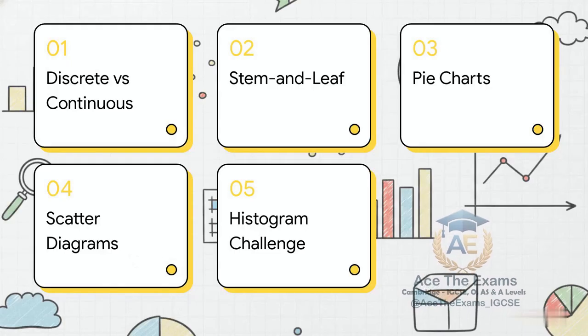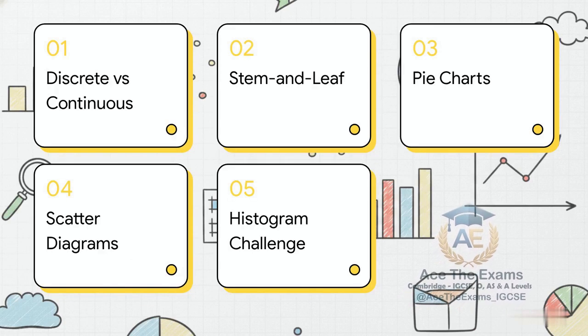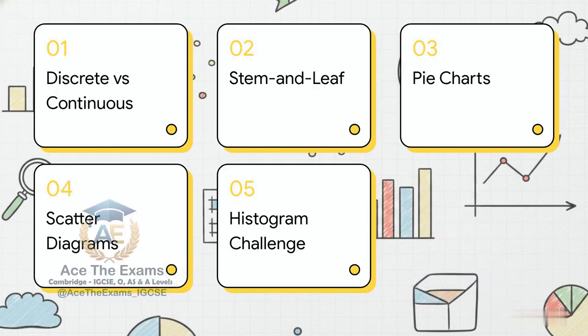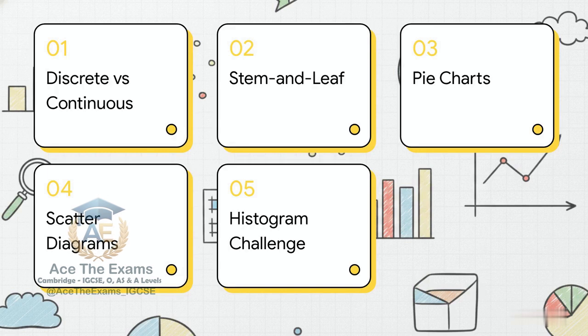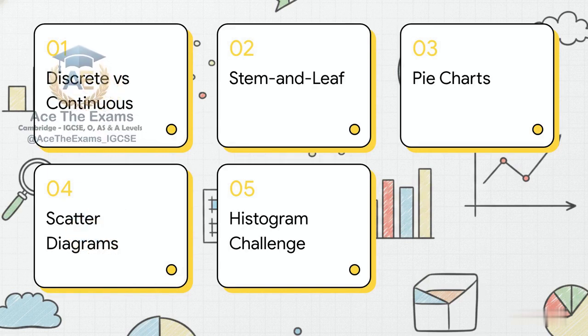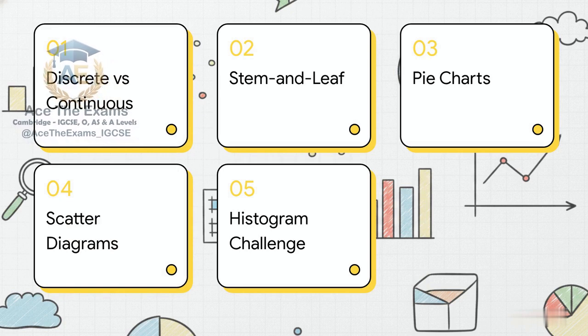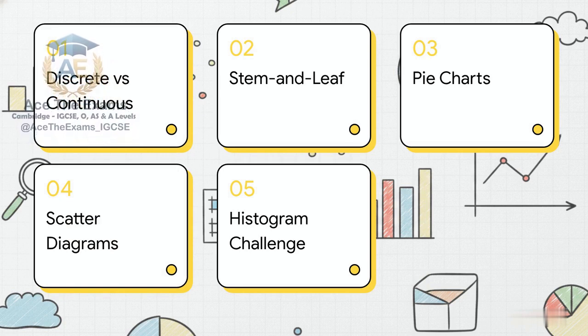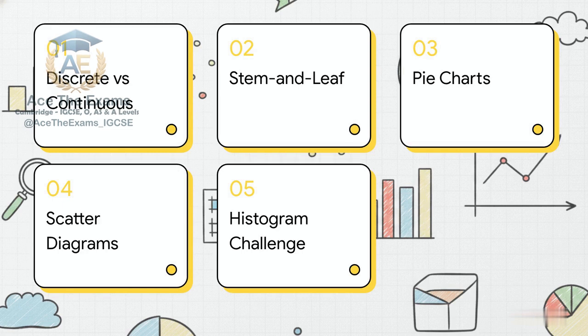Okay, here is the master plan for today's heist. Section 1. Discrete versus continuous data. 2. Comparing data sets using stem and leaf diagrams. 3. Proportions in pie charts. 4. Finding correlations in scatter diagrams. And finally, Section 5. The dreaded histogram challenge. This is the exact roadmap you need to master.